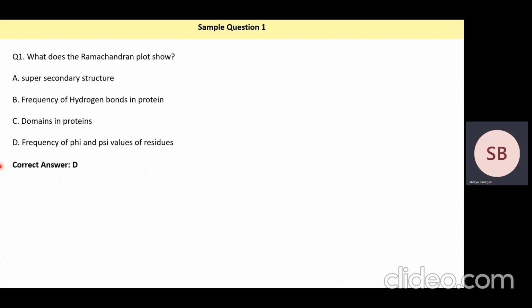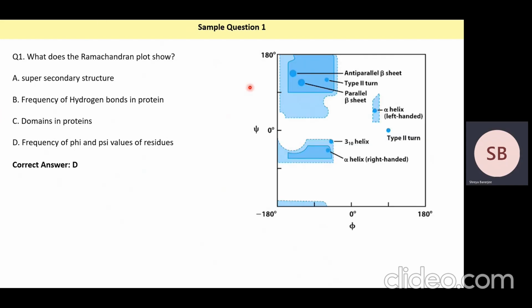So the correct answer is D. So Ramachandran plot shows the frequency of phi values of residues. Psi is plotted in the y-axis, phi is plotted in the x-axis. And it shows which of the phi values are allowed and which regions correspond to specific secondary structures like antiparallel beta sheet or alpha helix or 3-10 helix. And these bold regions are fully allowed, the dotted regions are partially allowed, and the white regions are completely disallowed.